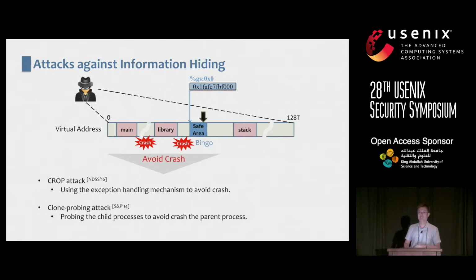So there are two works proposed to avoid the crash. The first is the CLP attack. It uses the exception handling mechanism in the JavaScript engine to avoid the crash. The second is the clone probing attack. It probes the child process to avoid crashing the parent process, such as web servers. The attacker probes the worker process, and if the worker process crashes, the daemon process will fork the child process, and the memory layout of the child process is the same as the parent process.